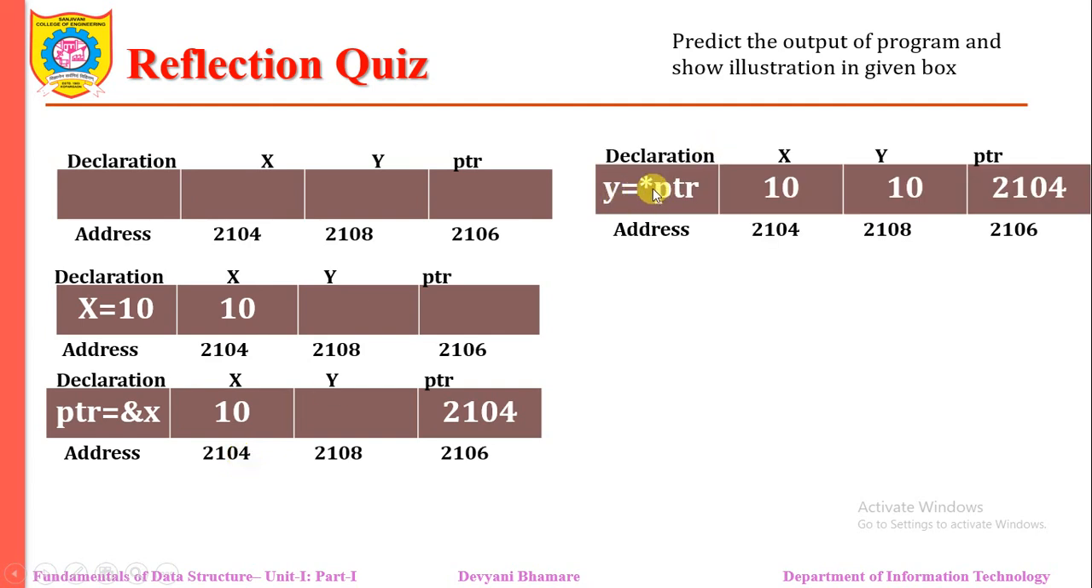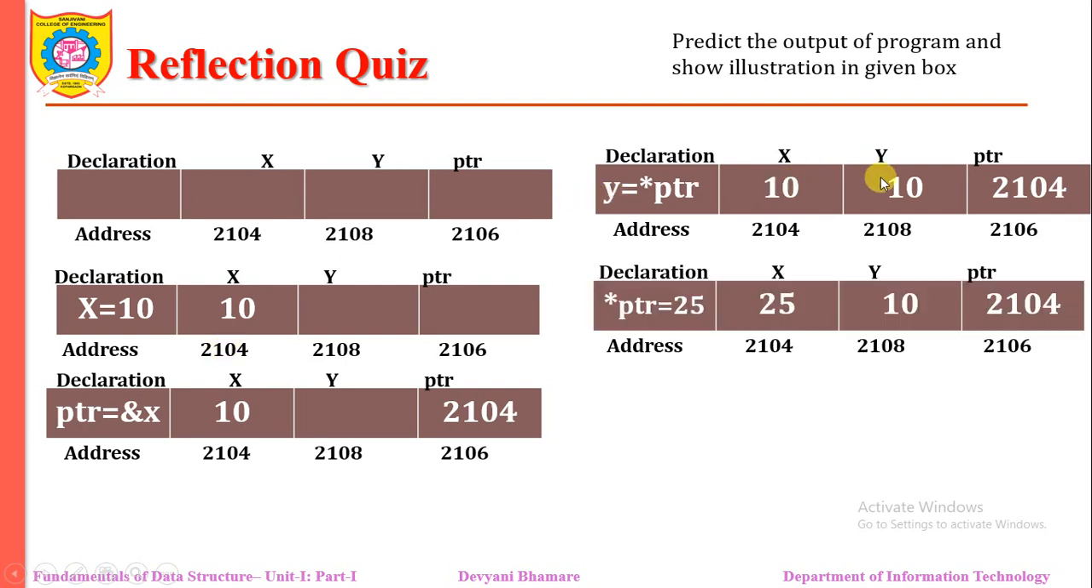Means y is equal to value at PTR. What is the value at PTR? PTR is containing the address 2104. What is the value at 2104? The value at address 2104 is 10. That's why the value of y becomes 10.